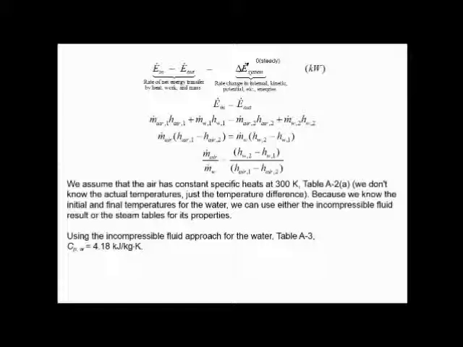Now using the incompressible fluid approach for the water table, Cp of water is given. So we get m air by mw equals Cp water into del T water divided by Cp air into del T air. So we get 3.33 as the ratio of m air by mw.